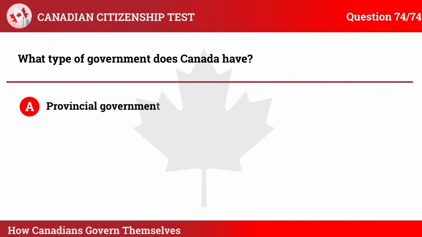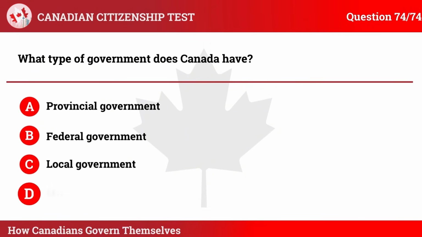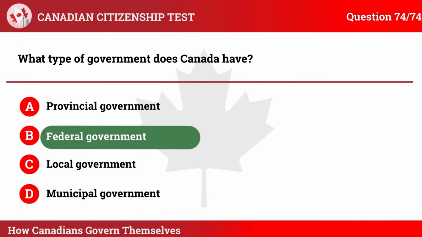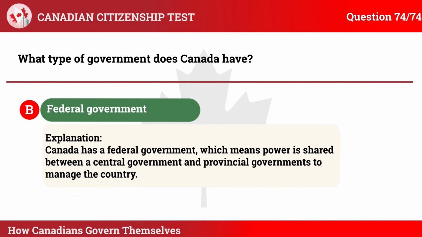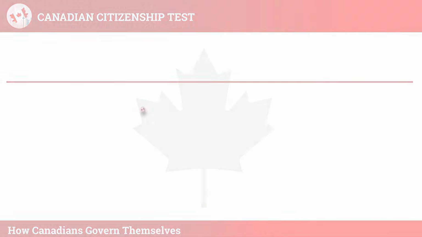A. Provincial government. B. Federal government. C. Local government. D. Municipal government. The correct answer is B. Federal government. Explanation: Canada has a federal government, which means power is shared between a central government and provincial governments to manage the country.